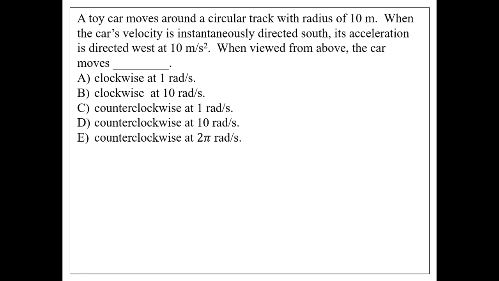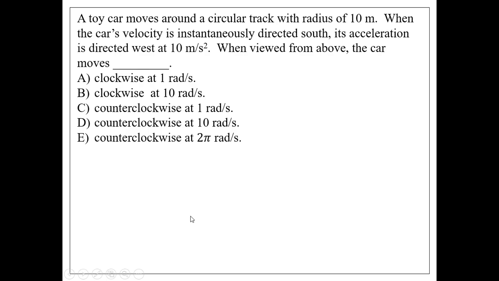All right. Last but not least in this one, we have a toy car that moves in a circular track of radius 10 meters, and it says the car's velocity is instantaneously directed south. I think this is essential here. Its acceleration is directed west at 10 meters per second squared, and it says when viewed from above, the car moves, and so on and so on.